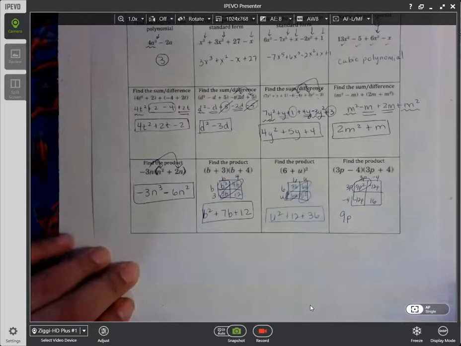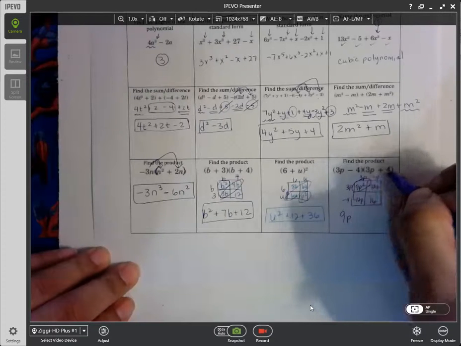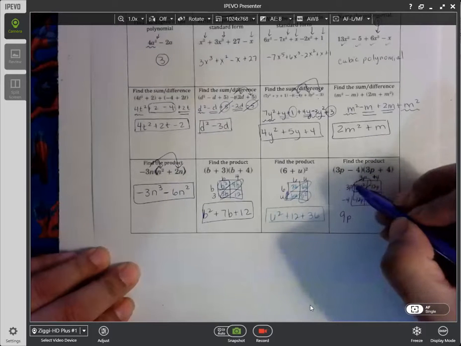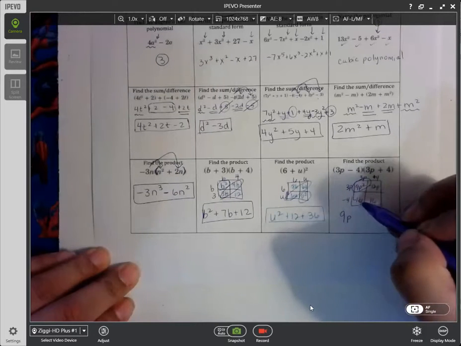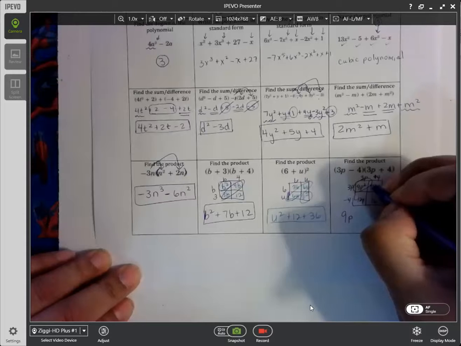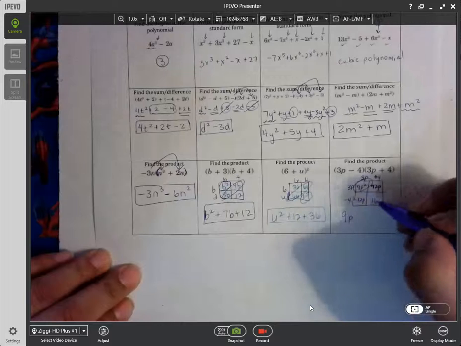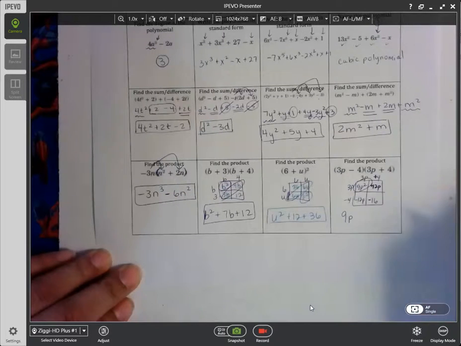I made a mistake, didn't I? This is 3p negative 4. This is 3p, this is positive 4. 3p times 3p is 9p squared. Negative 4 times 3p is negative 12p. 3p times positive 4 is a positive 12p. You have to be careful with your signs. And then negative 4 times a positive 4 is a negative 16.